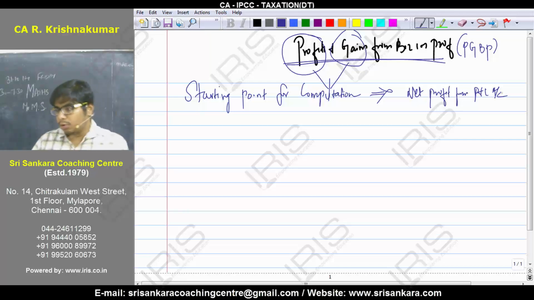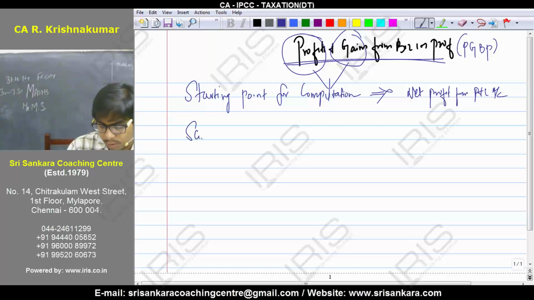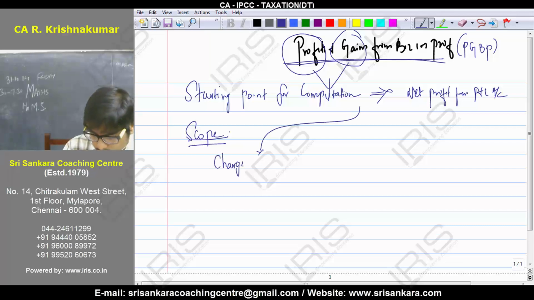So let's go to the scope of PGBP. What are all covered? Like any head of income, you have chargeability. For salaries, section 15 was chargeability. For house property, 22 was chargeability; we covered till 27 in house property, deemed owner. Now chargeability is section 28.